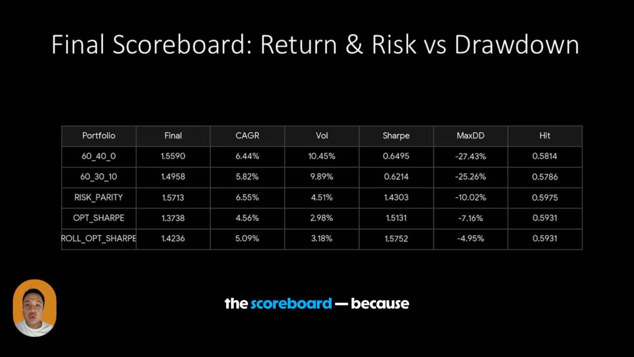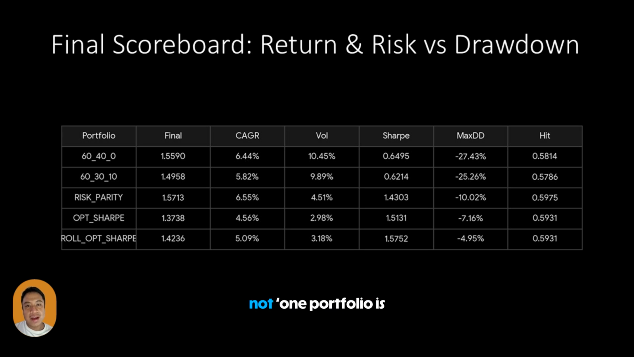Now we end with the scoreboard, because this is what matters in practice. Look at the test summary across: CAGR, volatility, Sharpe ratio, max drawdown. In the results, 60/40 delivers solid CAGR, but drawdown is heavy. Risk parity improves the risk profile dramatically. Static Max Sharpe has strong risk-adjusted metrics, but can sacrifice growth. Rolling Sharpe Optimization stands out for the highest Sharpe and the smallest drawdown, meaning the smoothest, most risk-efficient ride.